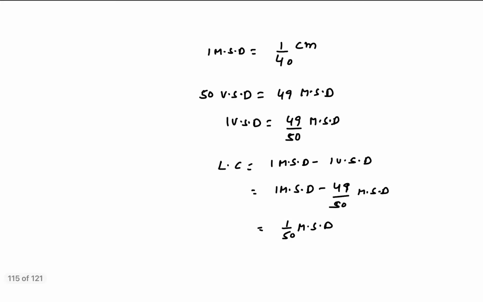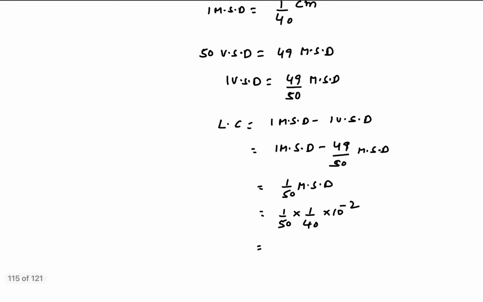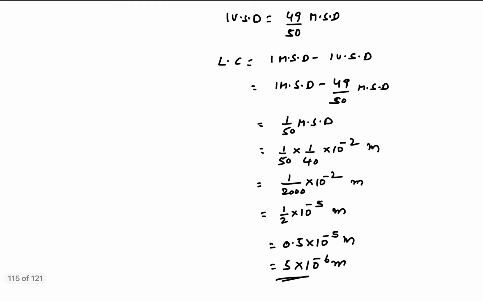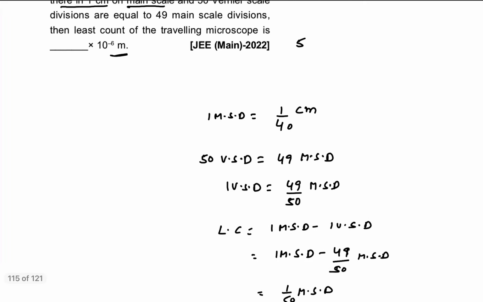If you see, the answer is asked in meters, so you can write 1 by 50 into 1 by 40 into 10 to the power of minus 2. Overall, if you write this value as 1 by 2000 into 10 power minus 2, we can get 1 by 2 into 10 to the power of minus 5 meters. I can write the value as 0.5 into 10 power minus 5 meters. That is also equal to 5 into 10 to the power of minus 6 meters. So our final answer should be what here? Answer is 5.